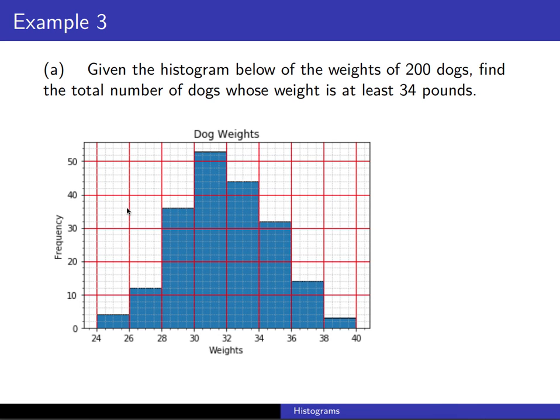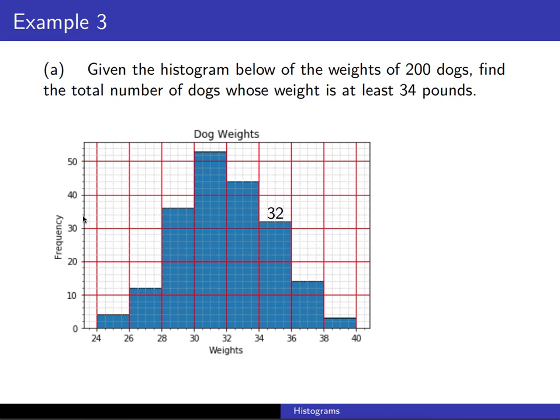All right, example 3, given the histogram below, the weights of 200 dogs, find the total number of dogs whose weight is at least 34 pounds. So at least 34 pounds is going to start at this 34, this lower class limit for this class. So we have 34 to 36, 36 to 38, and 38 to 40. And each one of these little tiny tick marks represents a frequency of 2.